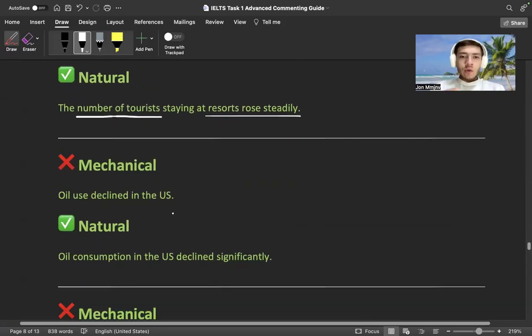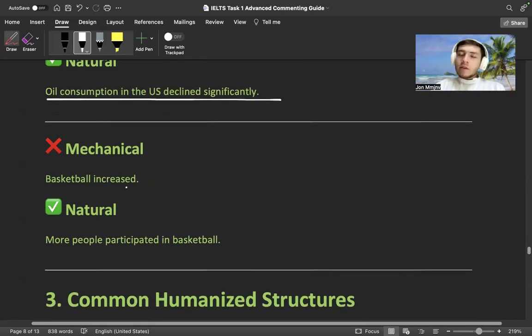Oil use declined in the US. No, the oil consumption in the US declined. Not the oil use, but oil consumption. This is actually quite fine, by the way. Basketball increased. Basketball doesn't increase, right? More people participated in basketball. It was a stadium chart.